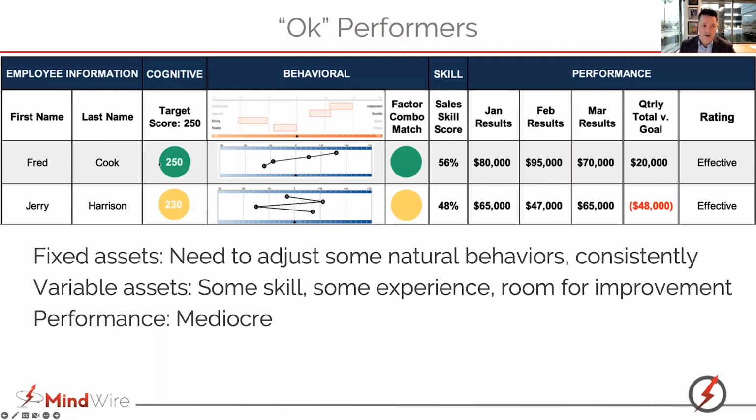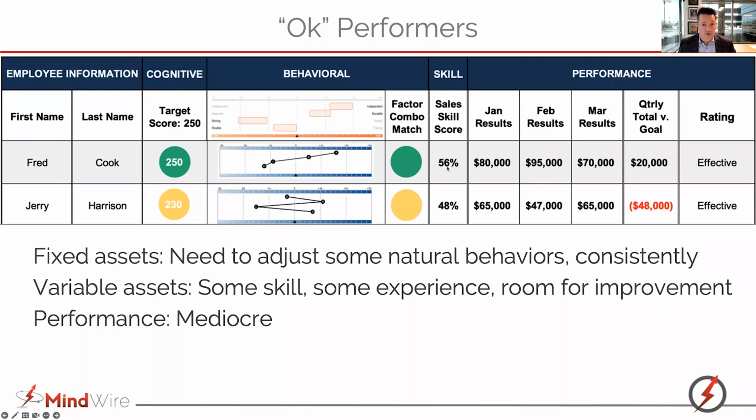Probably on a Fred. Look at Fred. He's got a cognitive of 250 right on the mark. Behaviors are really good for the job. His sales skill is mediocre, and he's just above where we need him to be, right? He's doing okay. Fred is a high potential opportunity. Why? Because his hard wiring, cognitive, and behavior is a really good fit for the job. And then there's another fact on his sales skill. And whether this was competency or skill or experience, he's in that middle. He's okay, right? Okay on variable is kind of a green light to say there's room.